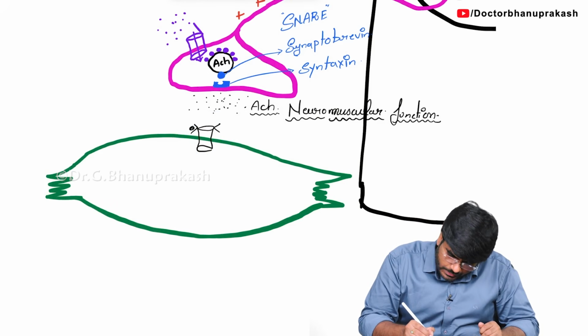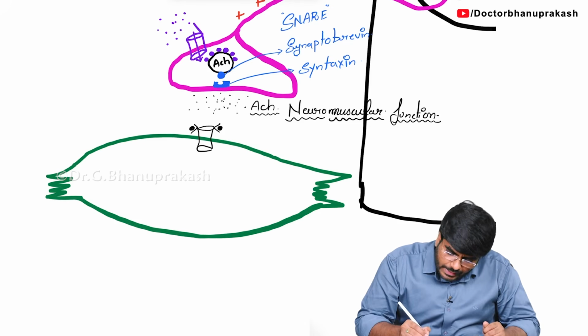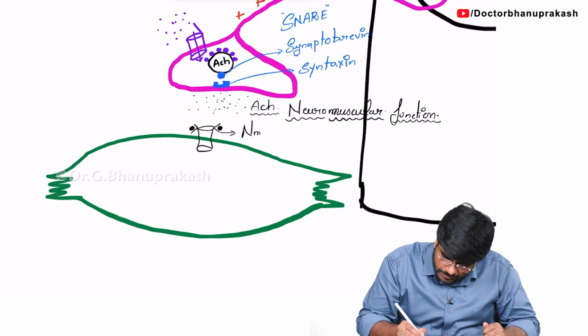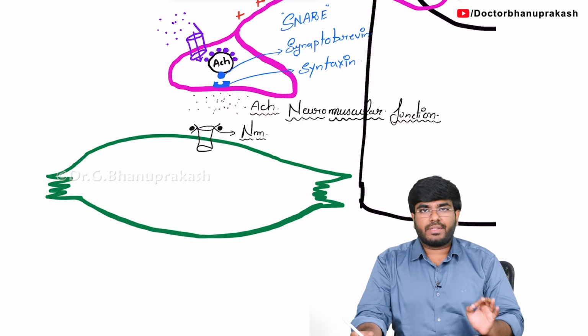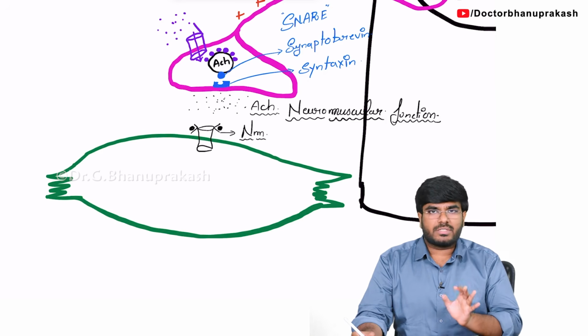Now what happens, tell me? The acetylcholine is going to come and bind with the acetylcholine receptor. What is the name of this receptor? The name of the acetylcholine receptor is NM receptor. NM stands for the nicotinic receptor on the muscle. N stands for the nicotinic type of receptor which is present on the neuromuscular junction.